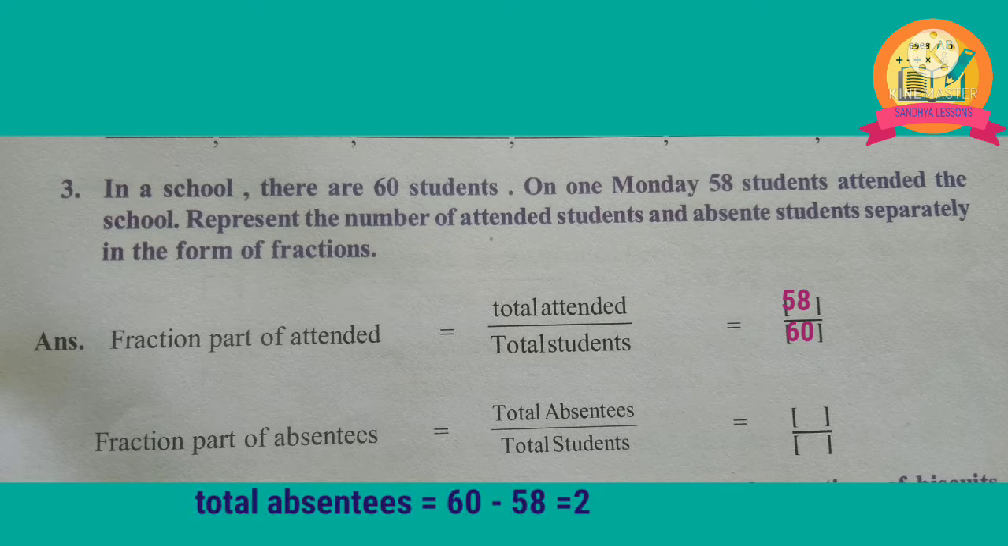Fraction part of absentees. To get the fraction part of absentees, we can write total absentees by total students. We can get the total absentees by subtracting total attended students from the total number of students. That is 60 minus 58 is equal to 2. Therefore, fraction part of absentees is equal to 2 by 60.